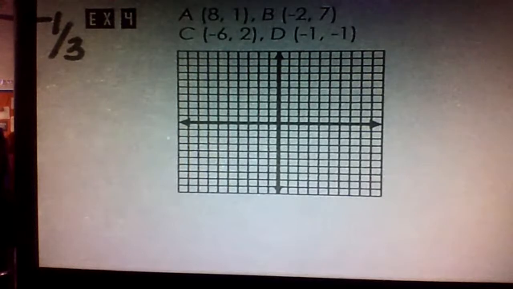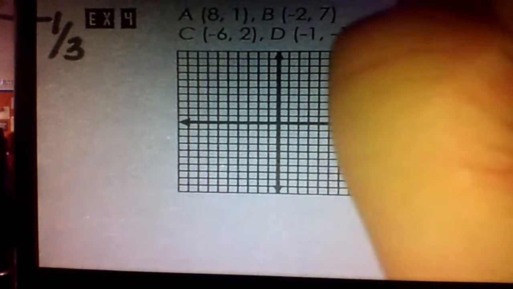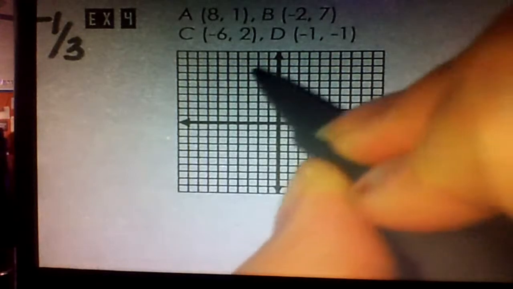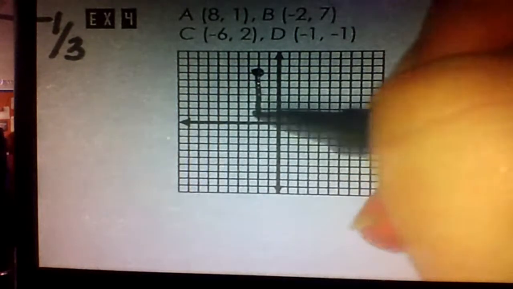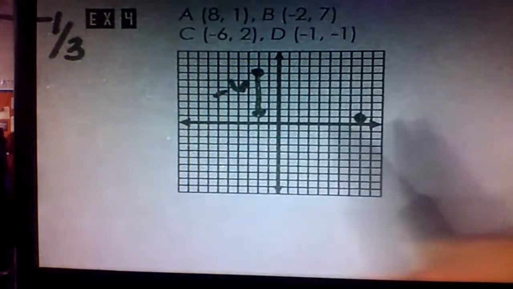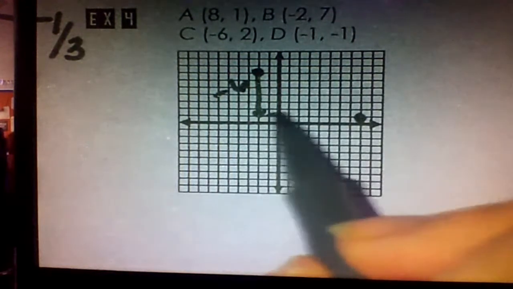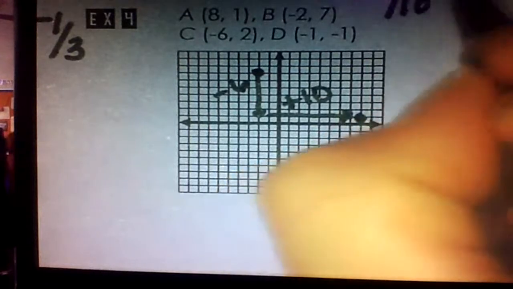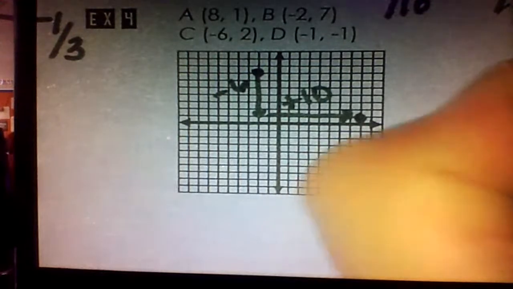Okay. Let's check this last one. 8, 1. 1, 2, 3, 4, 5, 7, 8, 1. And negative 2, 1, 2, 3, 4, 5, 6, 7. So we're going down by 6. And I'm going to the right by 10. So negative 6 over 10, which is the same thing as negative 3 over 5.